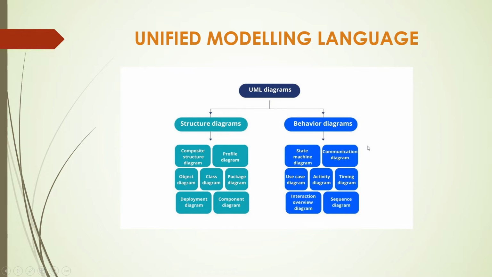We use these diagrams, but most probably we use only three types of diagram in most of the cases in the documents as well. Whatever documents we prepare, either we prepare BRD, FRD, use case, or user story, we use three diagrams, which are state machine diagram, use case diagram, and activity diagram. So let's discuss these three diagrams.